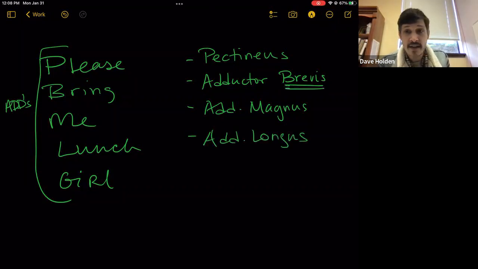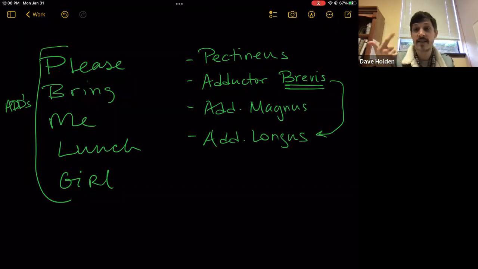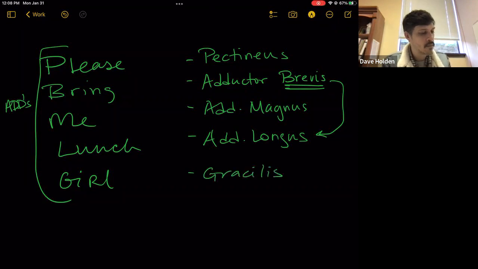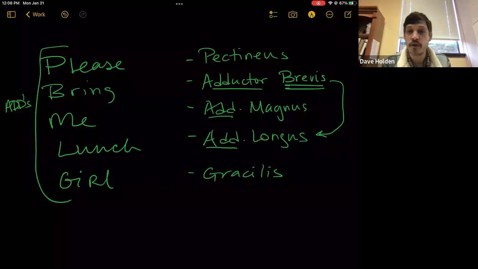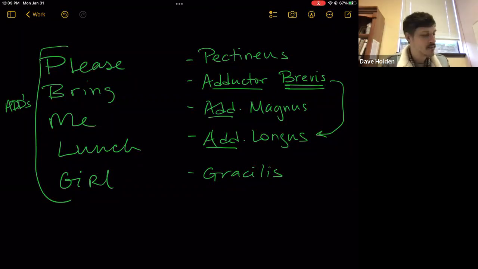Anywhere you see a brevis, there is going to be a longus. Those names always go together, just like major and minor. If there's a pec major, there's a pec minor. So if there's a longus, there's a brevis. And last we have gracilis. So 3 muscles in this group get the name adductor. They are magnus, longus, and brevis. The next 2, we have pectineus and gracilis. Please bring me lunch, girl.